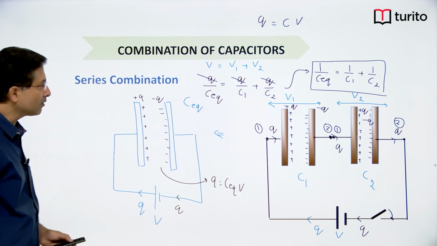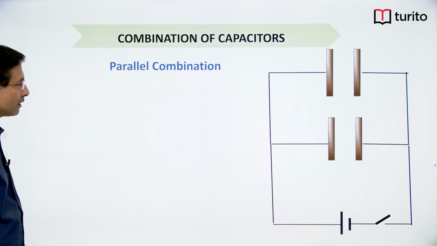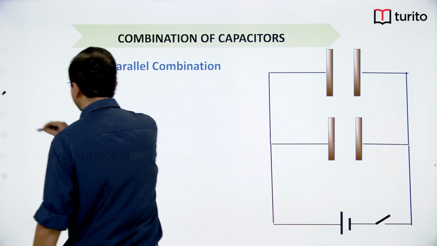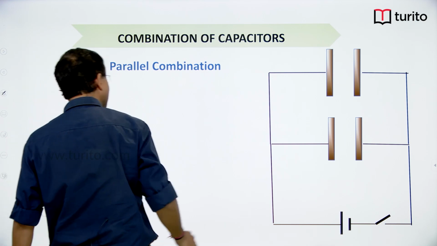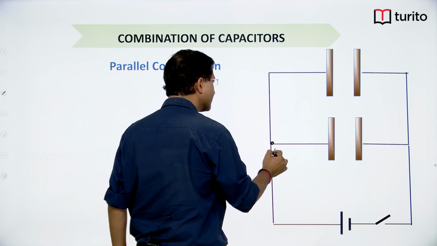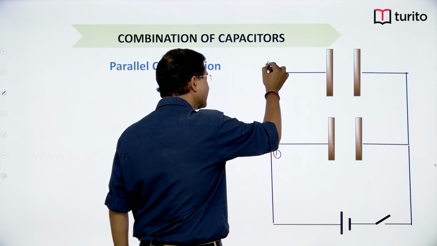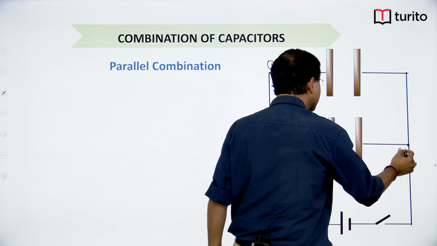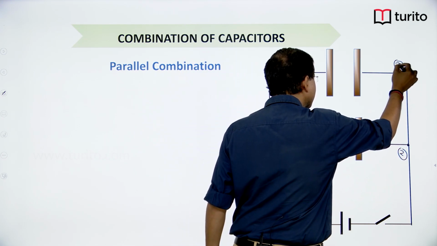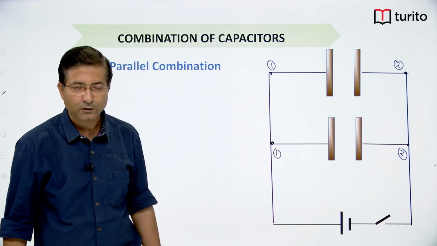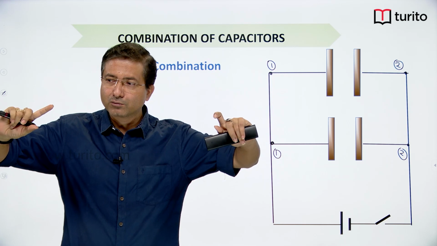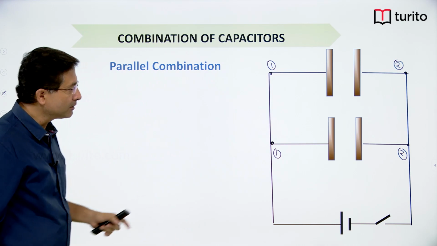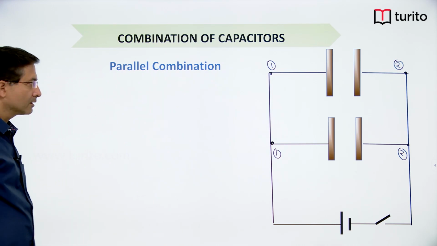Now let us take parallel combination. So as you can see in this situation, the first terminal of the first capacitor and the first terminal of the second capacitor are connected together, and the second terminal of the first capacitor and the second terminal of the second capacitor are also connected together. So you take the first capacitor, you take the second capacitor, take two terminals and just join them, then the combination is said to be parallel combination. So this is parallel combination, right.